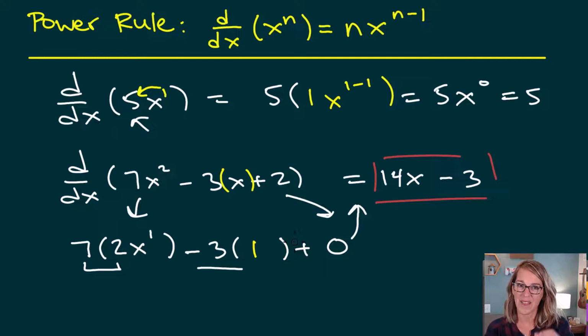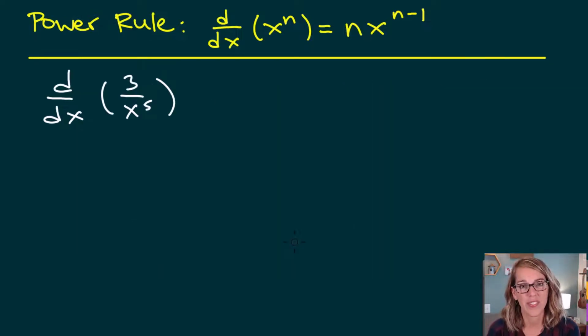But what if we have a negative exponent? Let's do that one next. So in this one, I'm not starting with a negative exponent, but I really want to use the power rule. So I'm going to change that x to the 5th in the denominator to have a negative exponent. That's going to allow me to bring it up on top.